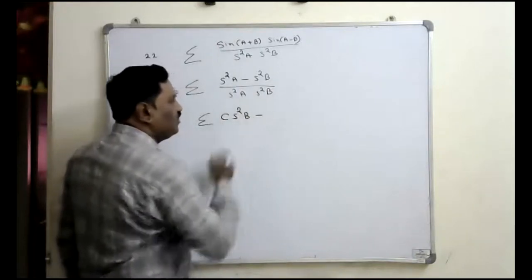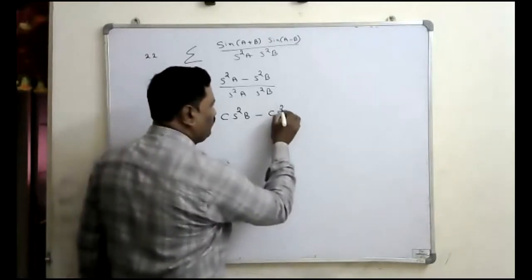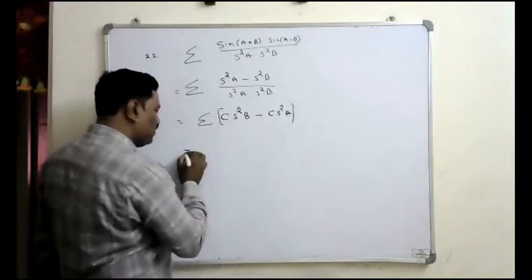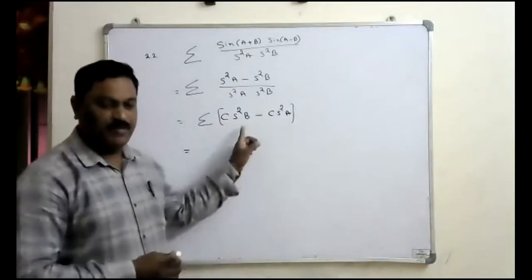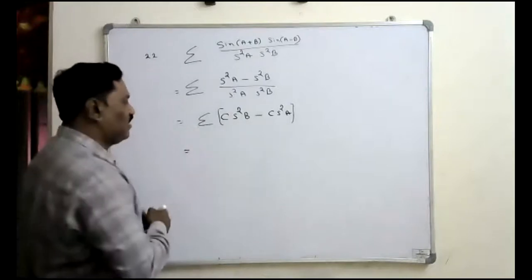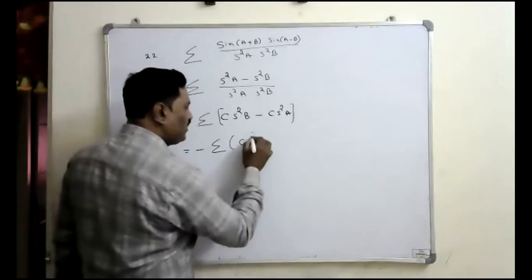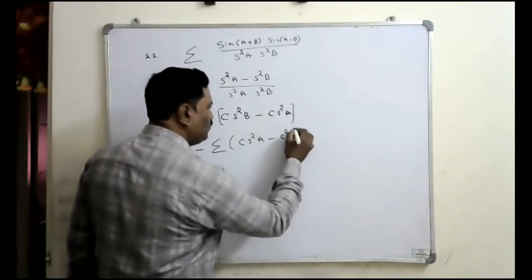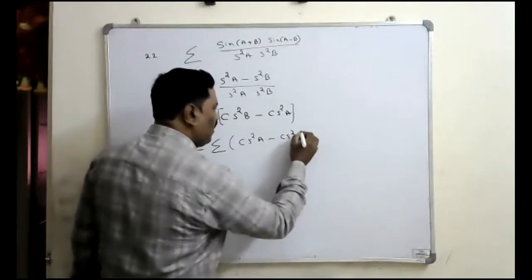Minus the second term, cosec square A minus cosec square B. But actually the angles we should get in the cyclic order. That's why AB, BC, CA we want, but here we got BA. That's why I take the minus common. Then minus sigma, you can write cosecant square A minus cosecant square B, like that we will bring the angles in the cyclic order.